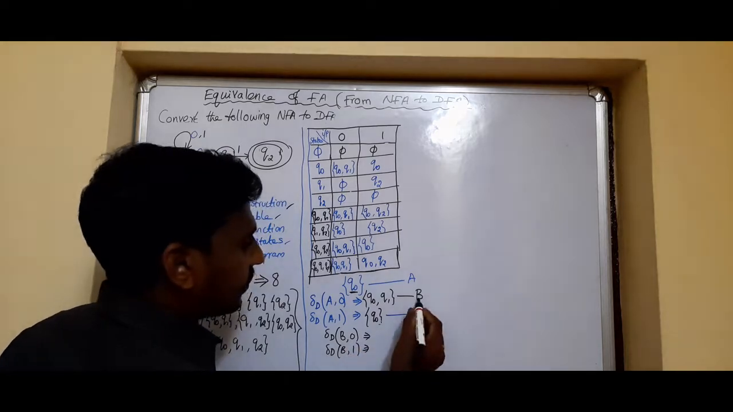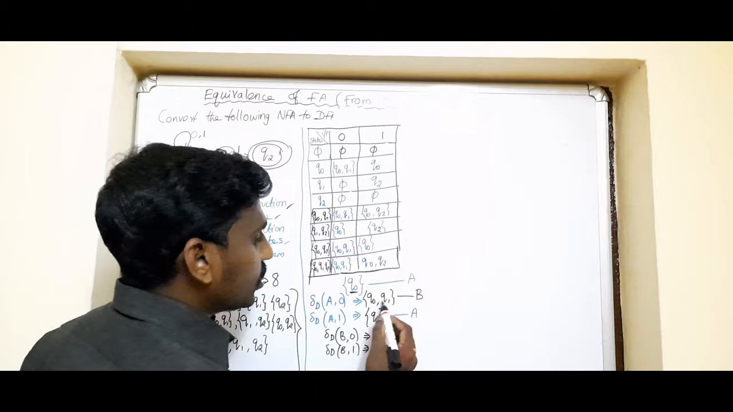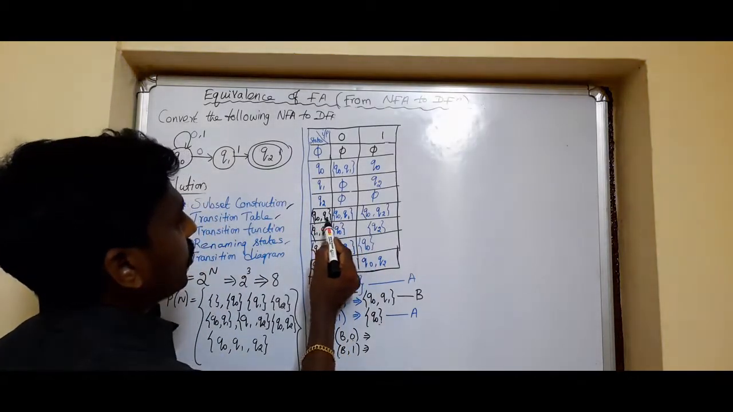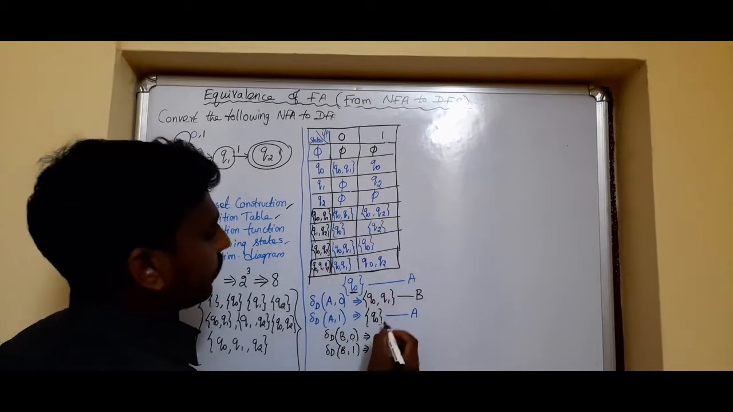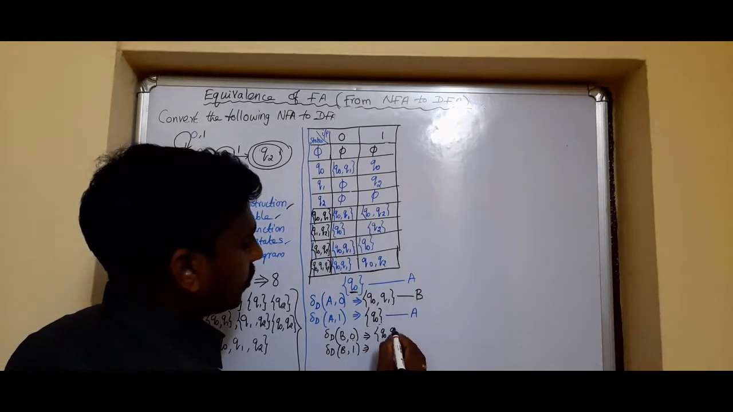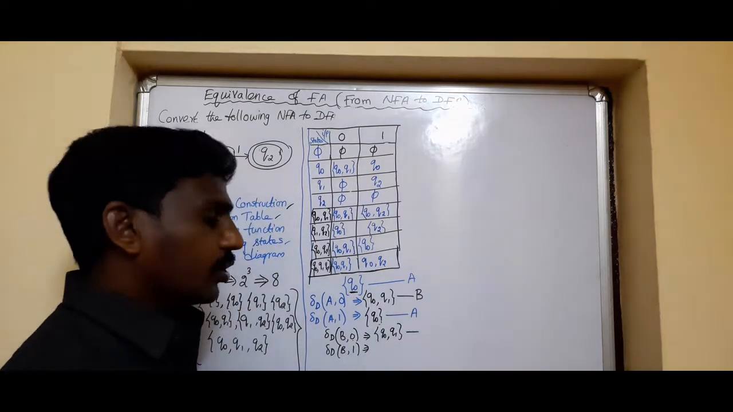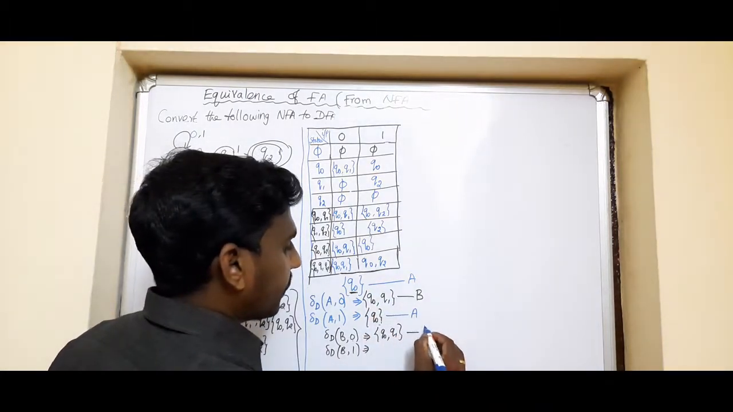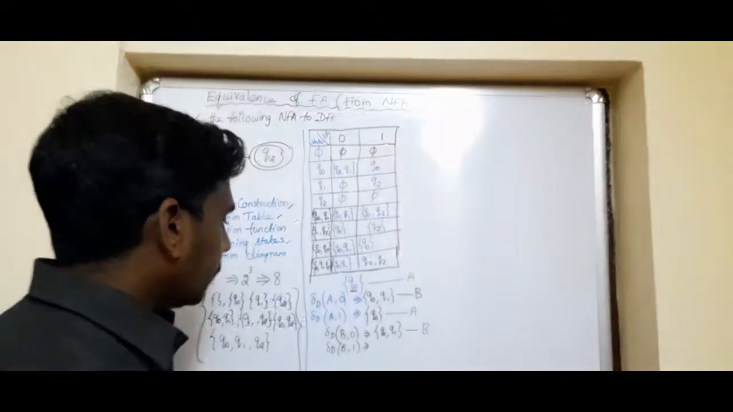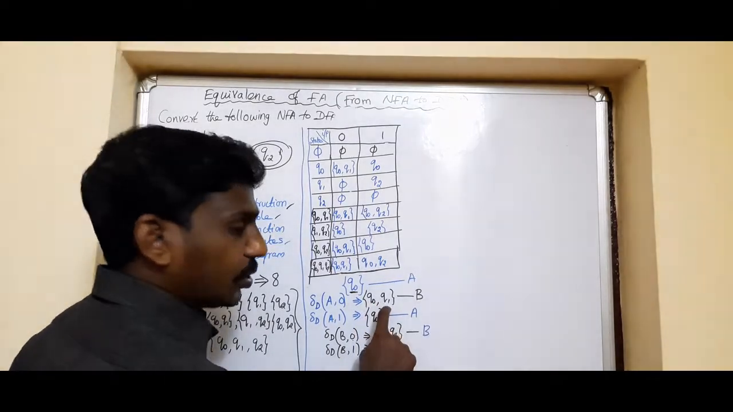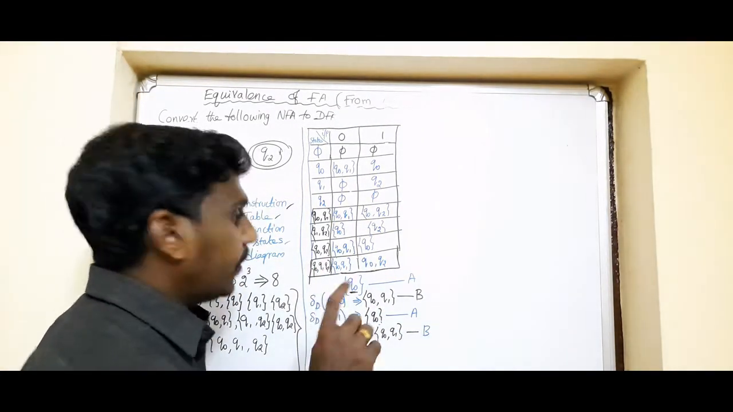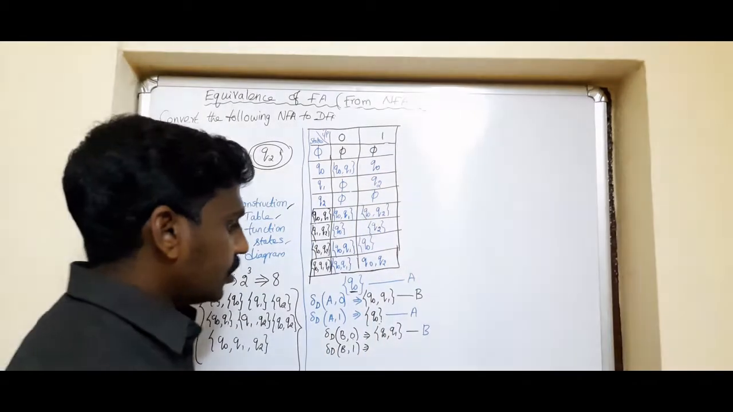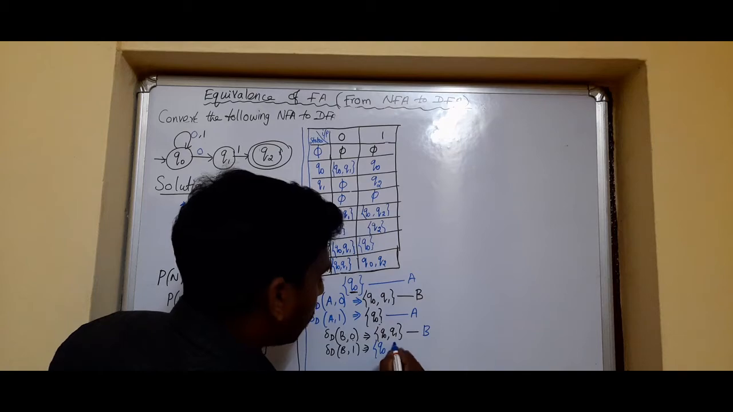B is nothing but Q0 comma Q1. So Q0 Q1 comma 0 I want to check. Q0 Q1 with 0 gives Q0 comma Q1. We have to check whether it is a new state or old state. This is an old state, that is B. Now B comma 1. B is nothing but Q0 Q1, so Q0 Q1 comma 1 gives Q0 comma Q2.